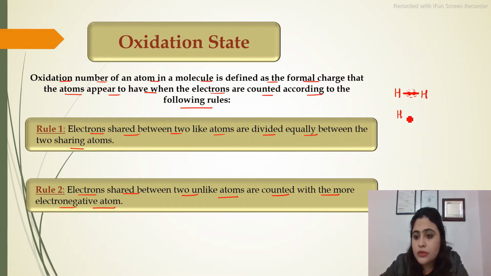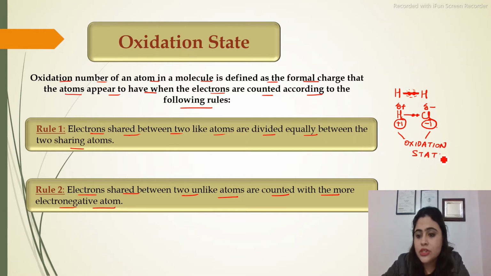Suppose I consider HCl. Cl being more electronegative will attract the shared pair of electrons toward itself. So chlorine will acquire a partial negative charge and hydrogen will acquire a partial positive charge. Okay, -1 and +1. This formal charge which is appearing on these two atoms is known as oxidation state.